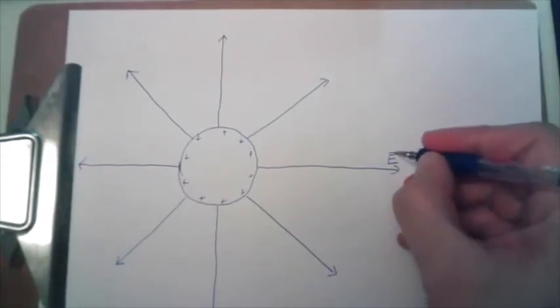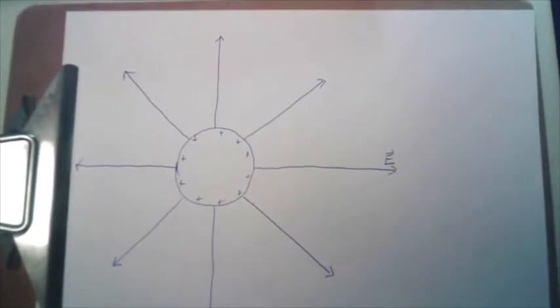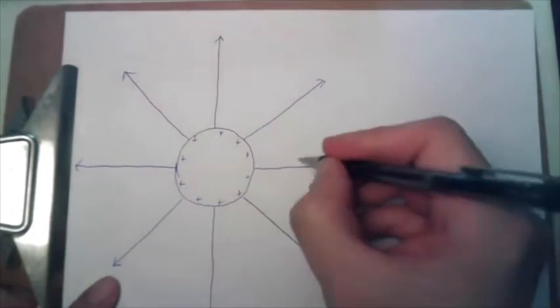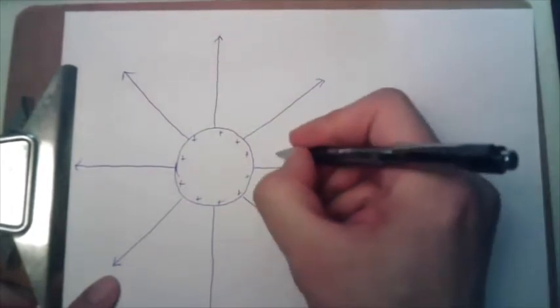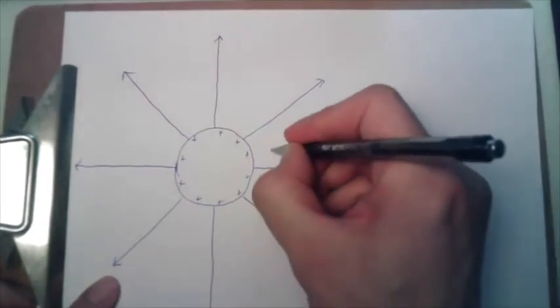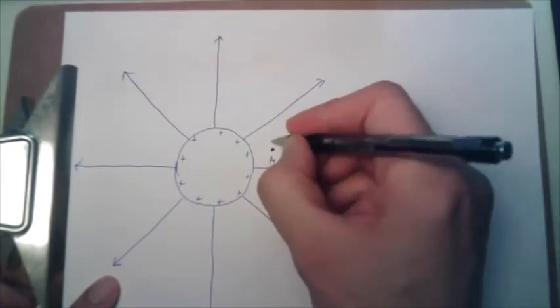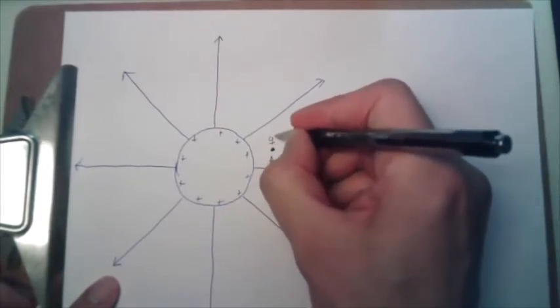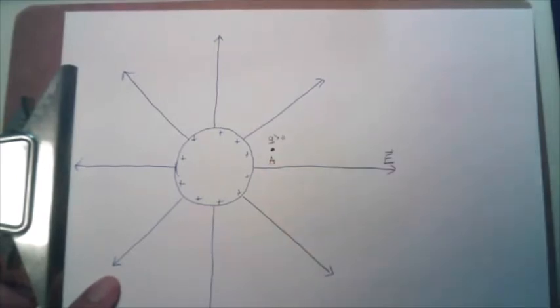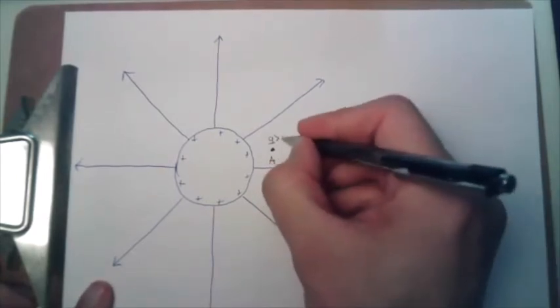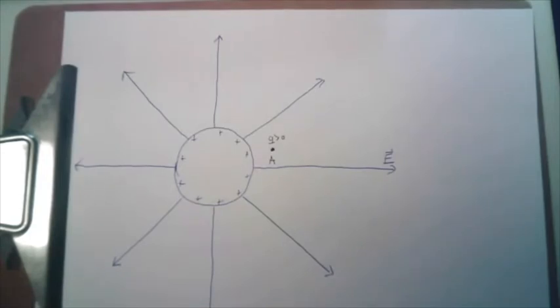And of course, it's a vector. And now we can do the same thing. We can say, hey, I'm going to take a charge and put it here in some position A. And there's a Q here. Let's make it positively charged.